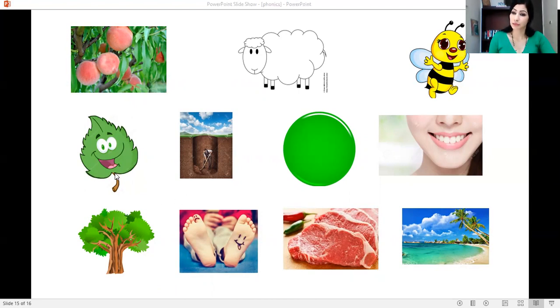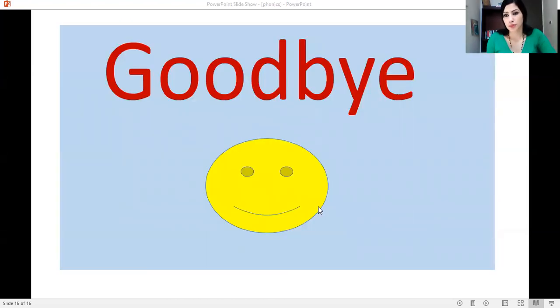And for example, leaf. Leaves. So what comes in the middle? E, A, leaf. Okay, the same as meat. M, E, A, T. In the middle we have E, A. So in order to distinguish between these two, whether to put EE or EA, you need to practice this exercise, okay?